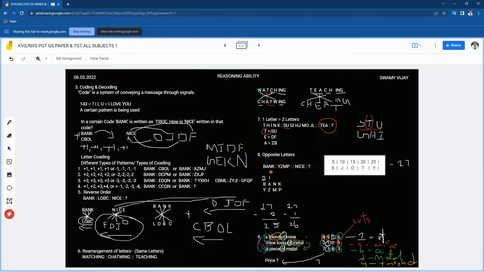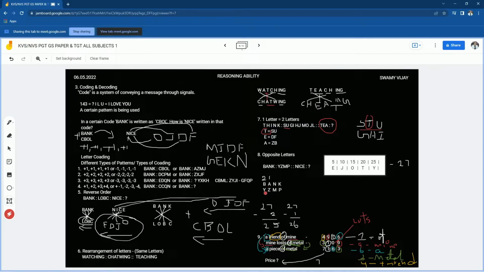Now here, BANK and YZMP are written. As already told, the moment you enter the examination, on the back side of the question paper, in the rough space you write A, B, C, D, E, F, G to Z. Now Preeti, tell me, what is the number for B? 2. Now why has Y been used in front of B? That is the question, correct?